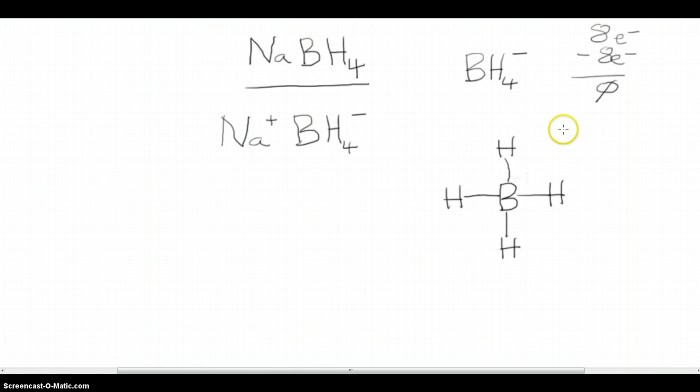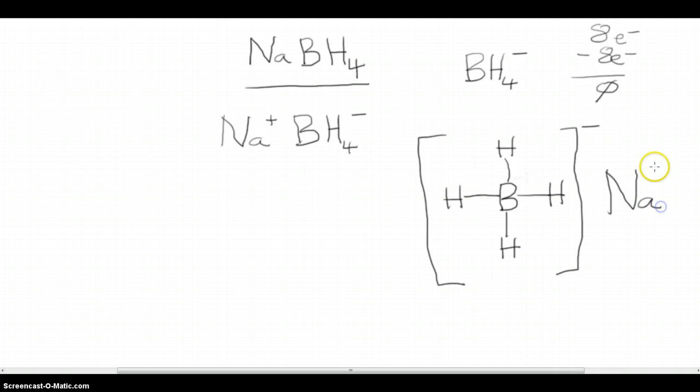So all we do is we put the borohydride polyatomic anion in square brackets, put the charge outside, and now we're going to take the sodium ion and put it in anywhere, over here, doesn't really matter. And there we go. That's the best we can do for a Lewis structure for sodium borohydride, an ionic compound.